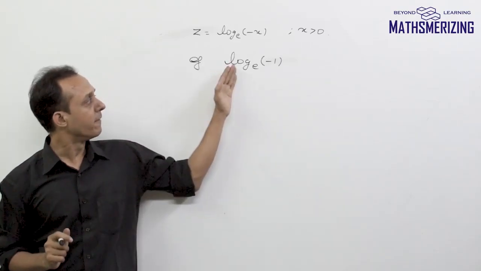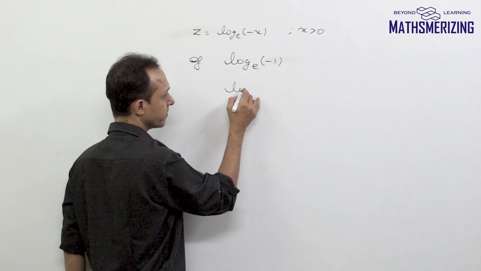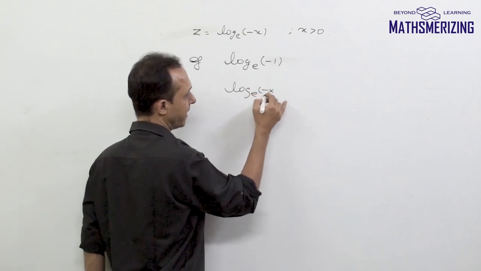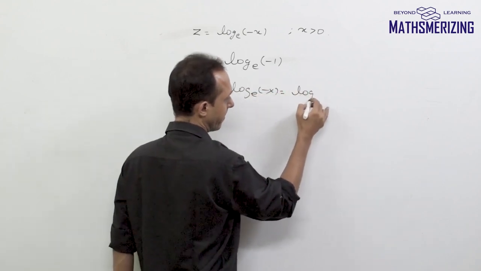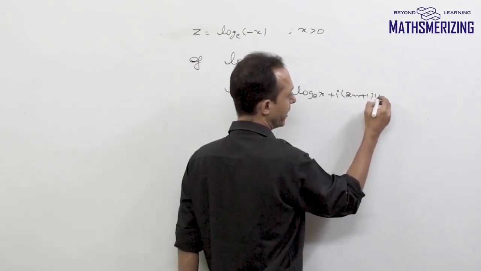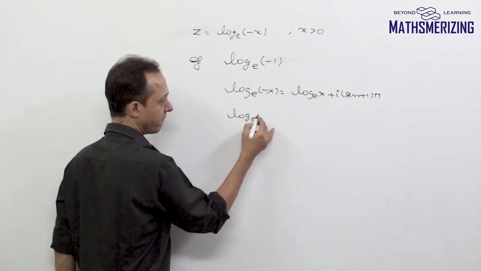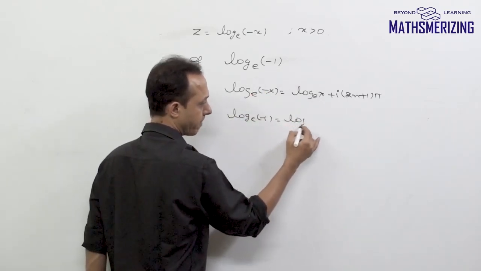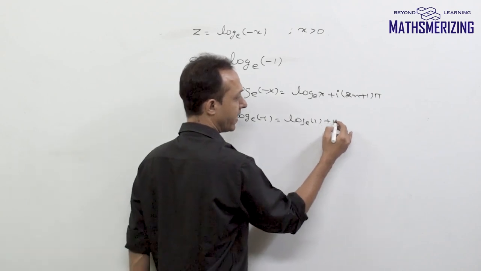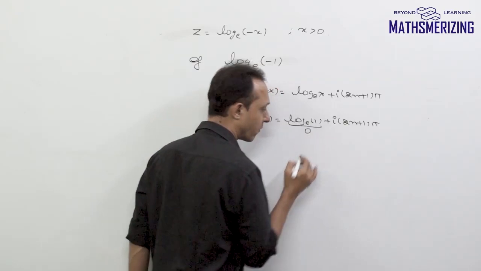Now say for example, I have to find the log of minus 1. So either I can use the direct result, which is log of minus x is simply log x plus iota 2n plus 1 into pi. Now in this case, the value of x is 1. So I'll write log of minus 1 as log 1 and then iota will be 2n plus 1 into pi. Now we know that log 1 is 0.